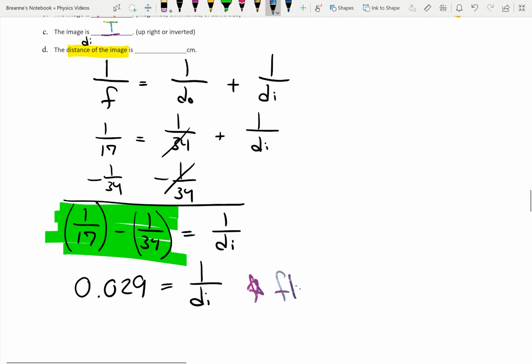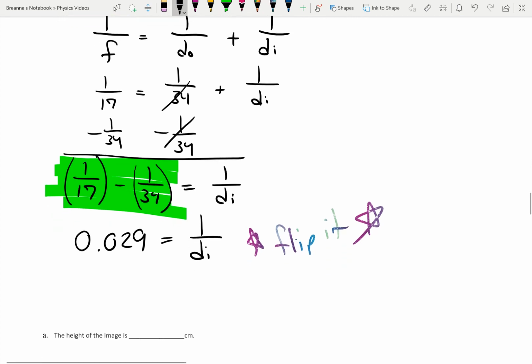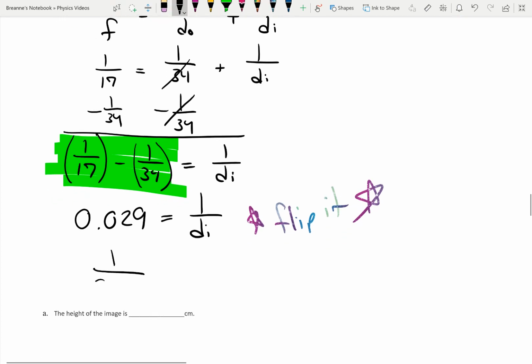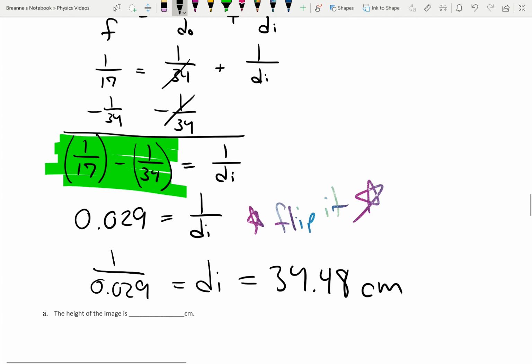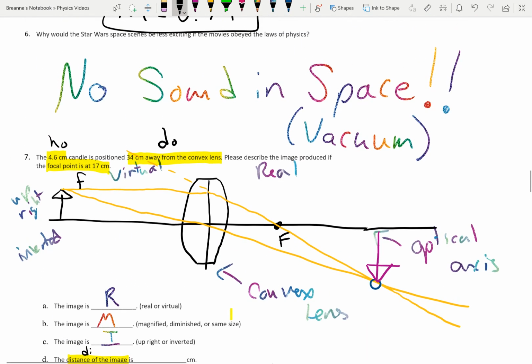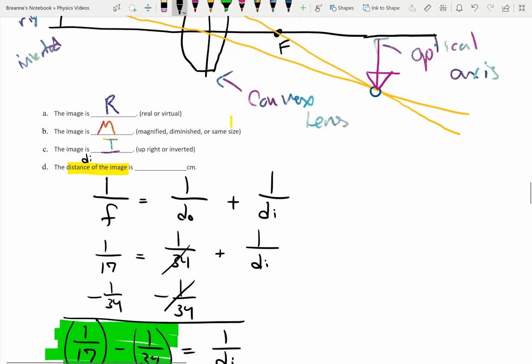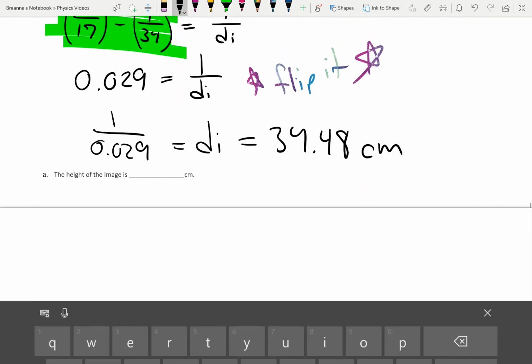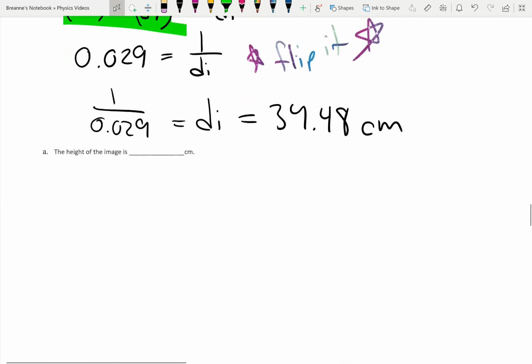So, no, it is not. It's because we've got to flip it. So you get 1 over 0.029 equals your DI. You plug that into your handy dandy calculator. 1 divided by 0.029. And you get 34.48 centimeters. So that is where your image is. So your image distance is actually really close.